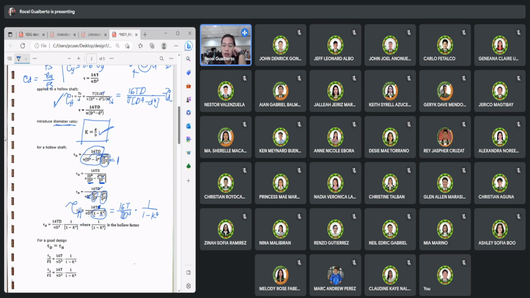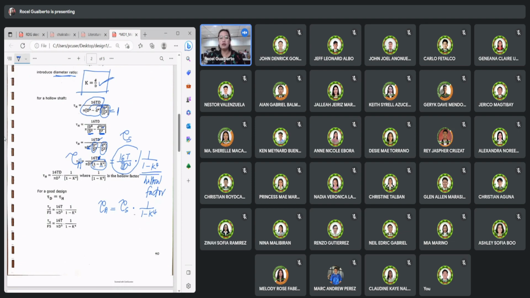And if you are to look at this po, okay, ito po yung ating tau for solid. Okay, yan po yung equation ng tau ng solid. Just multiply it by this one, 1 over 1 minus k to the 4th, which is your hollow factor. Okay, so ibig sabihin, your tau for hollow would be equal to what? Tau of solid times the hollow factor 1 over 1 minus k to the fourth.